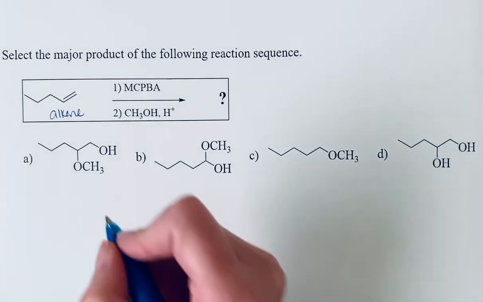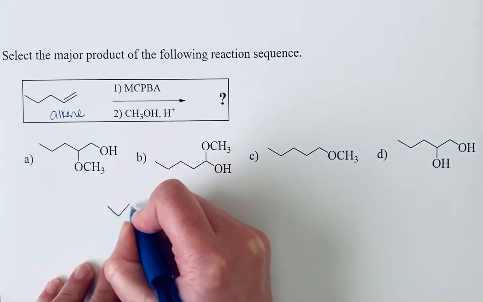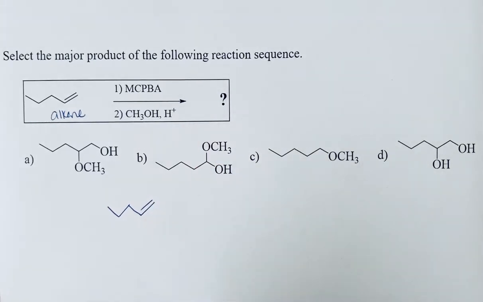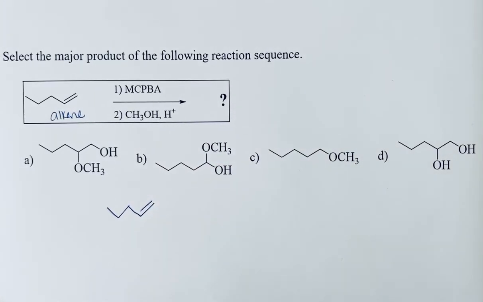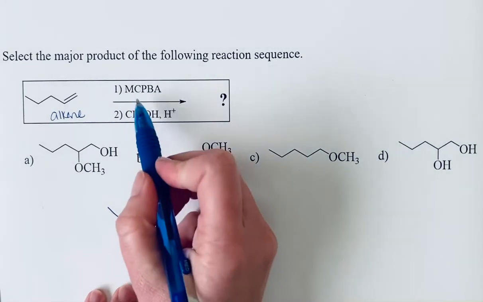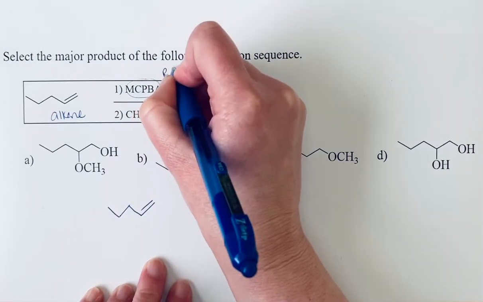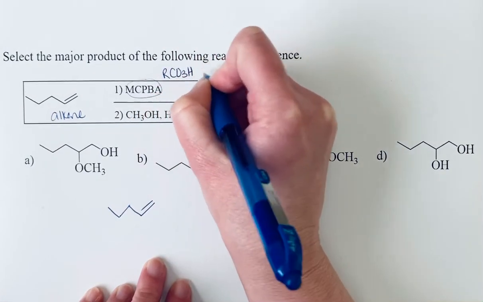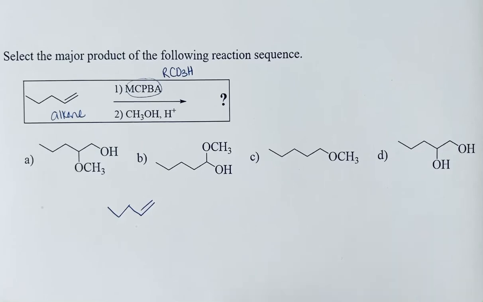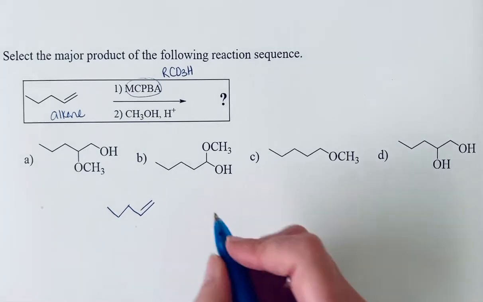So what we should do is start by drawing this alkene and take the time to draw each intermediate step. You may not need to draw every mechanistic step, but any organic intermediate that you can isolate, you should probably draw. So this first set of conditions, MCPBA, this is a peroxy acid. And so this is used to take an alkene and to make an epoxide.